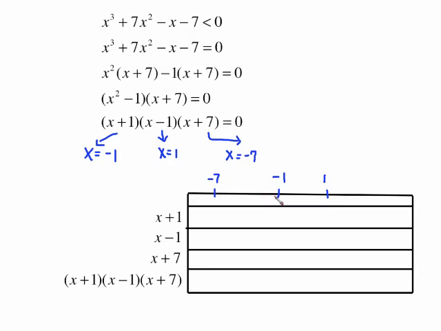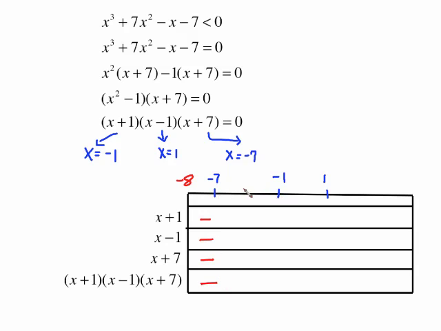I've already placed them on the number line, and now we're ready to do our test points. To the left of negative 7 would be like negative 8. Negative 8 plus 1 is a negative value. Negative 8 minus 1 is negative. Negative 8 plus 7 is negative. A negative times a negative times a negative is a negative.